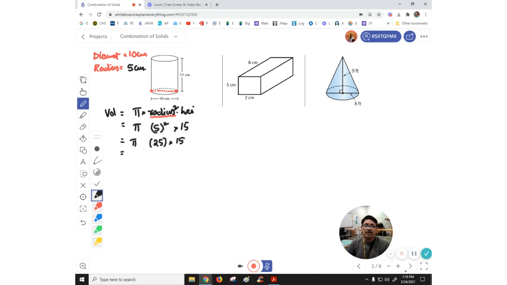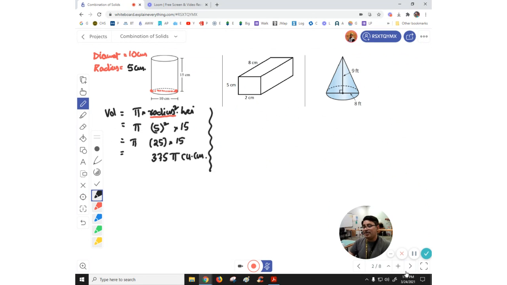Okay, so what is 25 times 15? Make use of a calculator. I guess it is 375. Pi times 375 or 375 pi, it's one and the same. Let me not make a mistake. So 25 times 15, yeah, it is 375 pi. You know that volume is always expressed in cubic units, so it is cubic centimeters. So we are done with the first part.